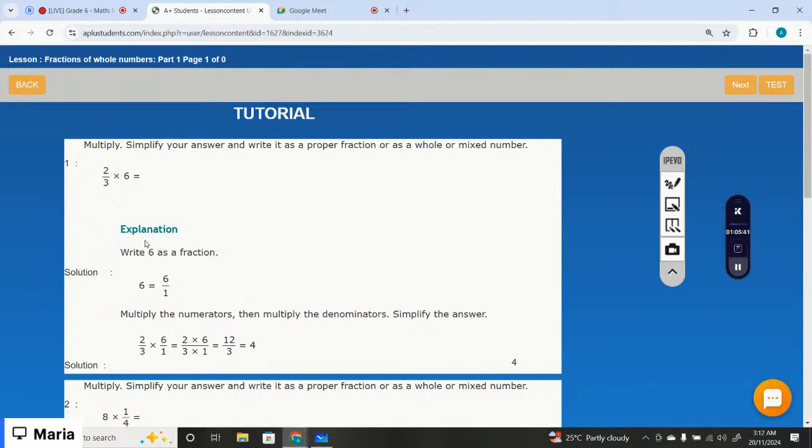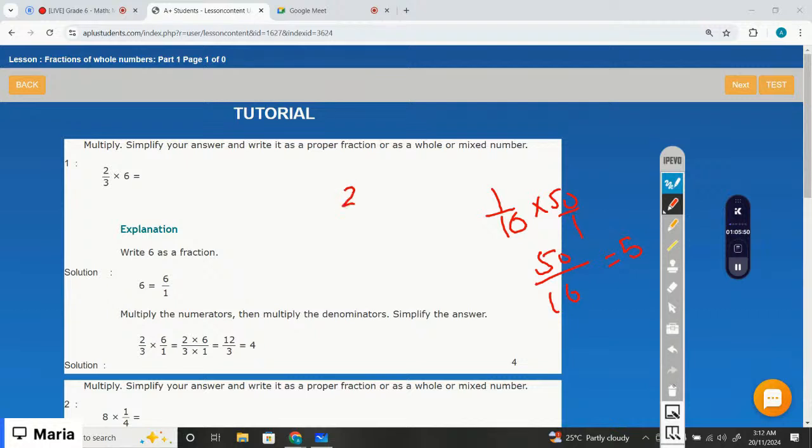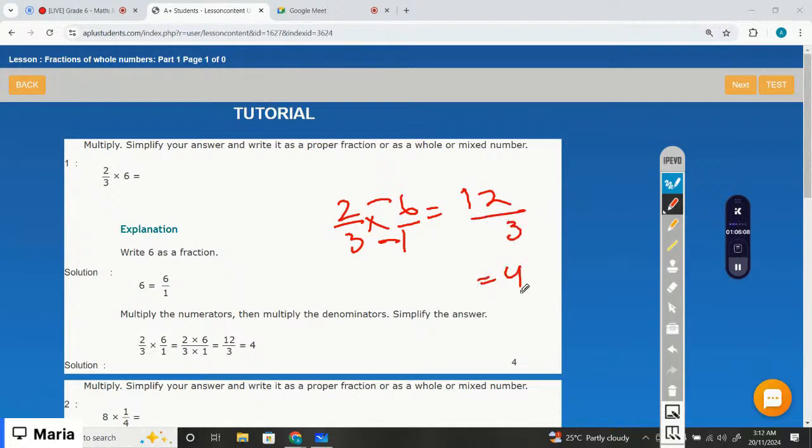Multiply 2 by 3 times 6. So how do you evaluate? The very easy way is, 6 doesn't have any denominator, right? That means its denominator is 1. So you have to do numerator times numerator. 6 times 2 is 12. Denominator times denominator, 3 times 1 is 3. So 12 divided by 3 is 4. So that means 2/3 of 6 is 4.